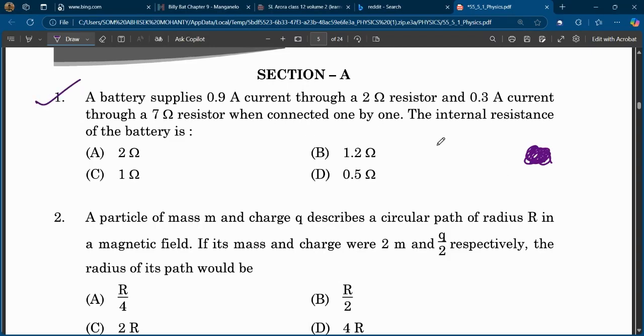This is another question, from current electricity. The battery supplies 0.9 ampere current through a 2 ohm resistor and 0.3 ampere current through a 7 ohm resistor when connected one by one. The internal resistance of the battery is? Let's try this question first.